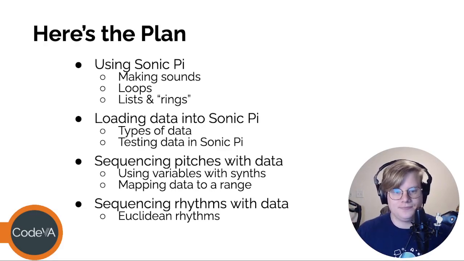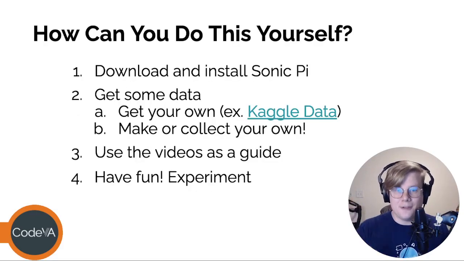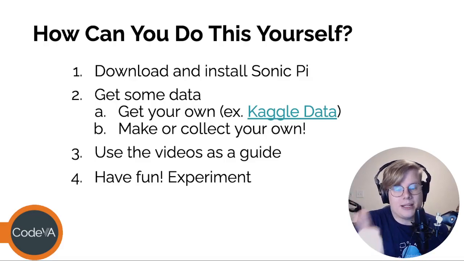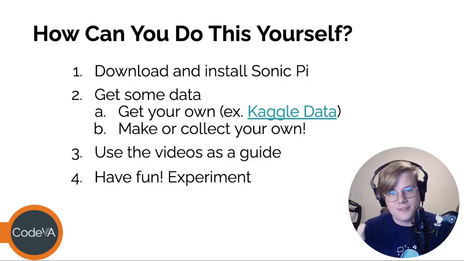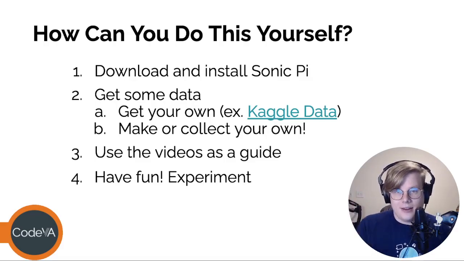If you want to do this yourself, it's pretty easy to get set up. First, go download and install Sonic Pi. It's free, it's safe to install on your computer, it's very fun. Go ahead and do that. Then go find some data. Either you can get your own from Kaggle, something that someone else has collected, or you can collect your own like I did. Then you can follow along with the videos, and honestly, probably even more importantly than following along, try things out on your own, experiment on your own with all this stuff.